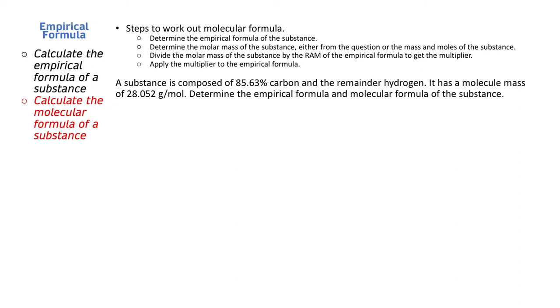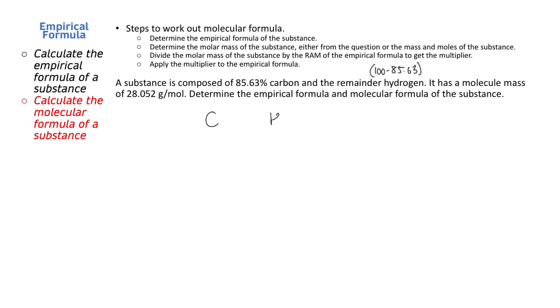What you got? So in this question here, it's 85% carbon and the remainder is hydrogen. So let's work out that remainder. So that remainder will be 100 take away 85.63, which happens to be 14.37. All right, but let's go do this and let's work out this.